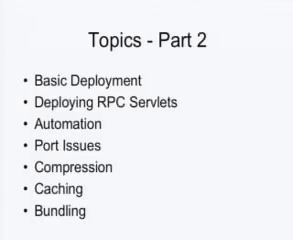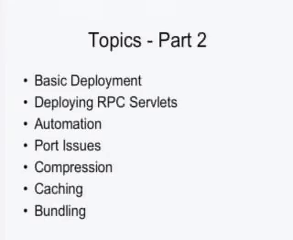These are basically techniques that I picked up while I've been using GWT. I want to start with going over a basic deployment scenario, something that's common with all GWT applications. Then I want to get into something a bit more complex, look at deploying a GWT RPC application to a servlet container. I'll look at automating deployment, because there's a lot of steps involved in deployment. You're going to want to automate to avoid errors. I'll look at some port issues that I've bumped into, and then some optimizations that you can do to your deployed application, including compression, caching, and bundling.